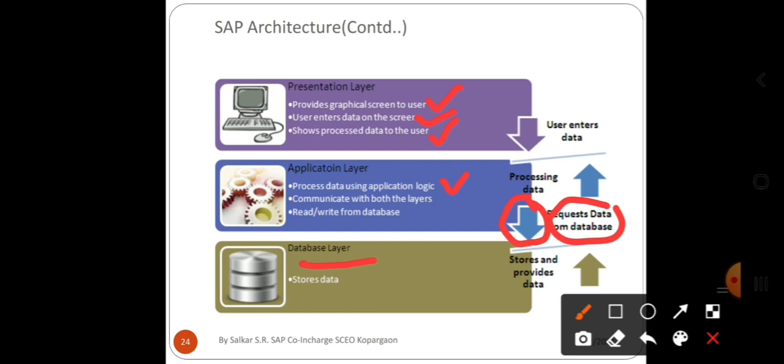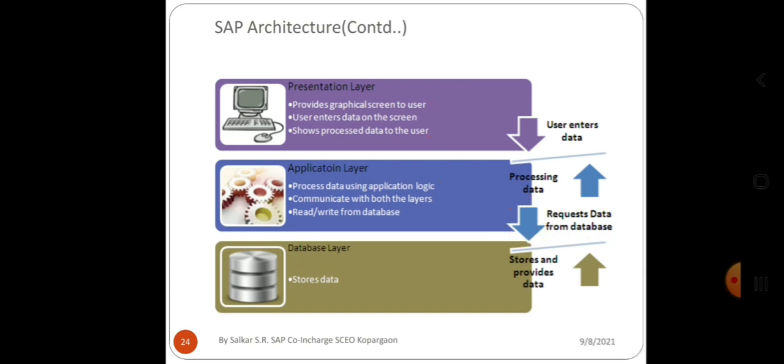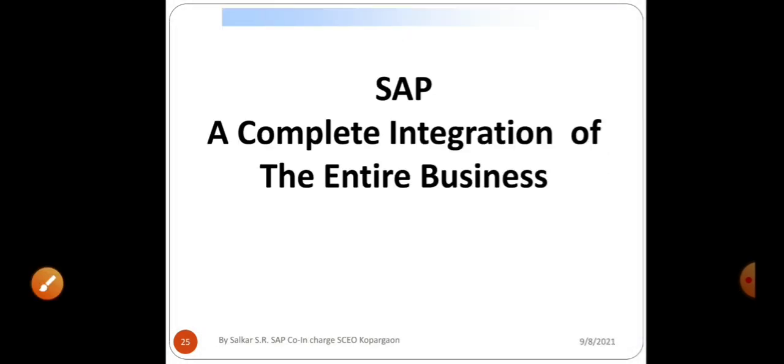So this is how the three-tier architecture of SAP functions with its three layers, that is the database layer, the application layer, and the presentation layer. So we can say that SAP is a complete integration of the entire business.